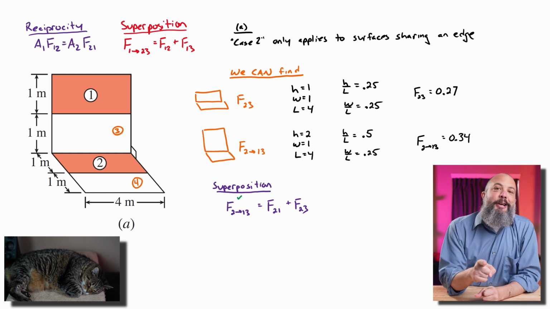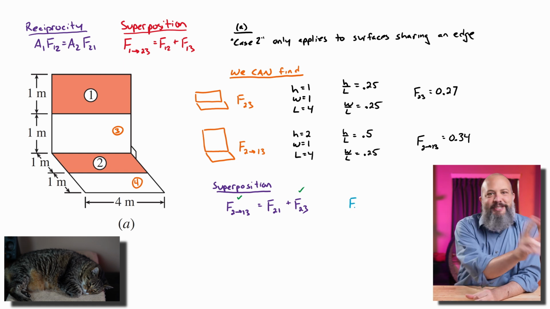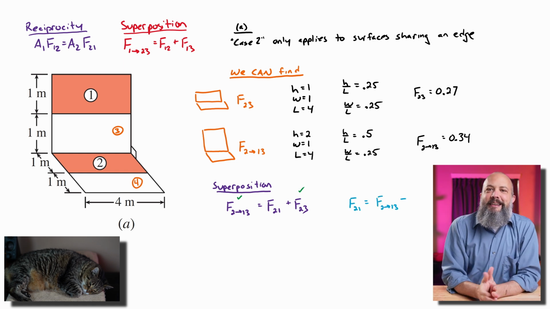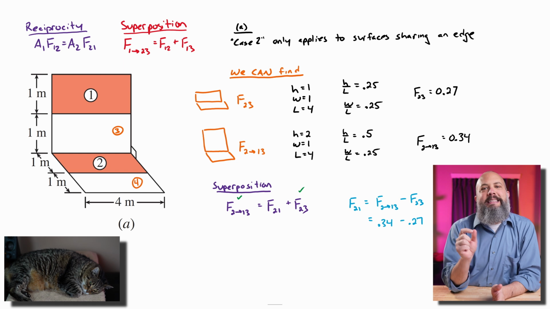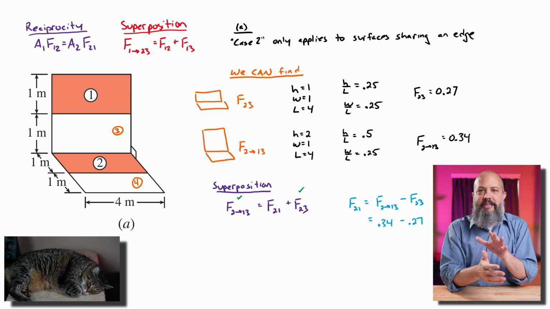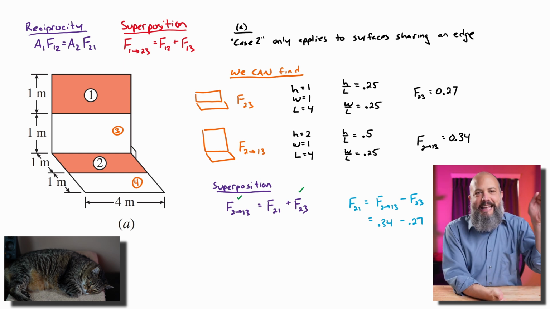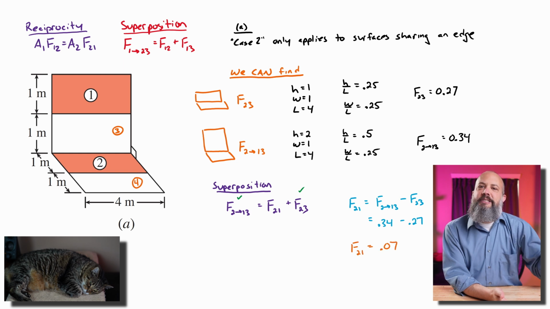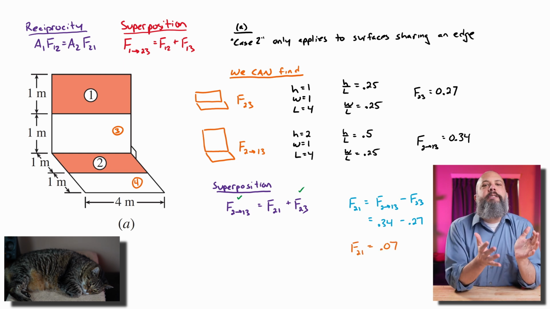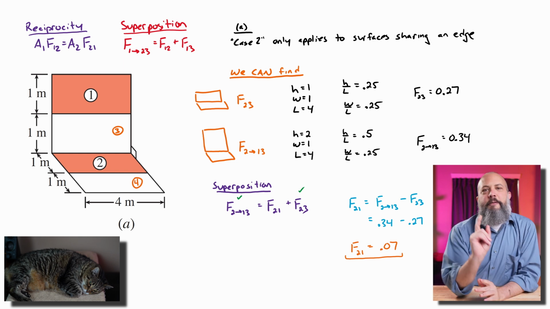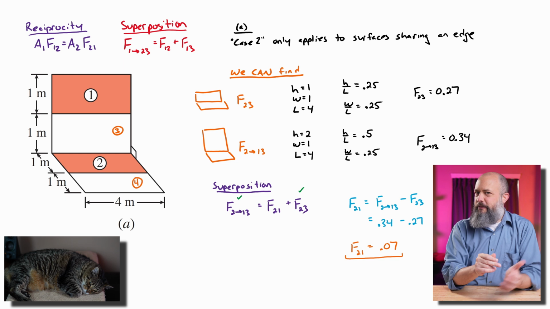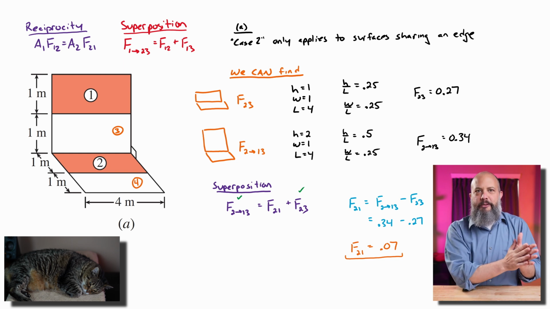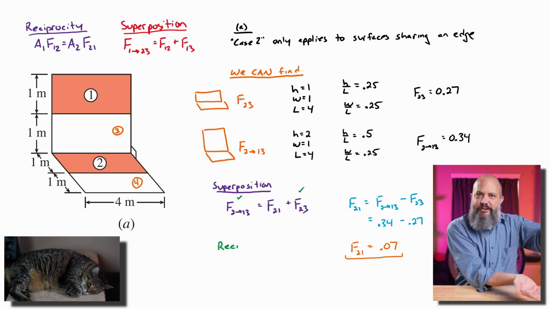And good news is that we already know two of these terms. We just found them. So if we plug in 0.34 minus 0.27 as we rearrange this, we get that F21 is 0.07. The amount of radiation that leaves surface 2 that hits surface 1 is 0.07. That's about 7% of the radiation. But for this problem, we were actually trying to find F12, right? We've solved backwards. So we want the radiation leaving surface 1 and hitting surface 2.